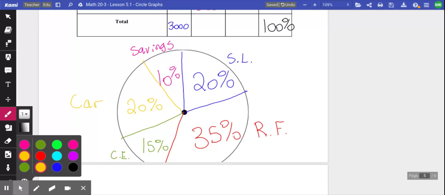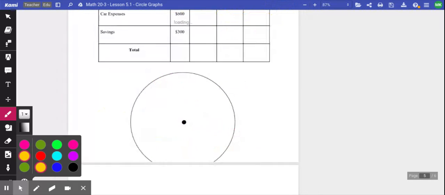Just an FYI, at the end of this unit, we're not going to have a test. What we're going to do is we're going to do a project where we're going to have to build all these different graphs from surveys. So you will have to build a circle graph at the end for a project.